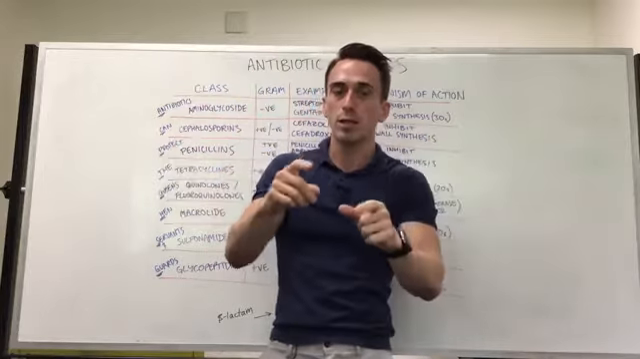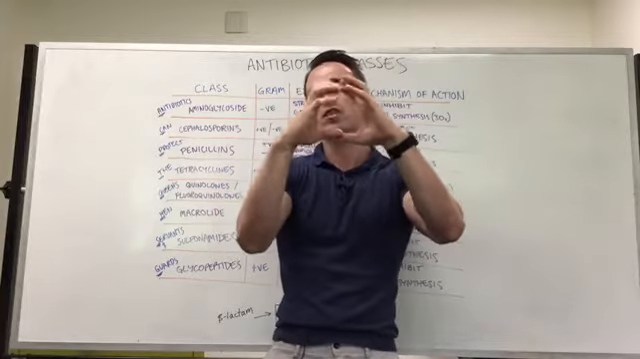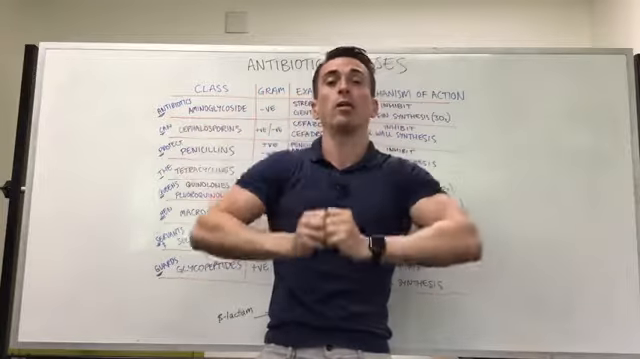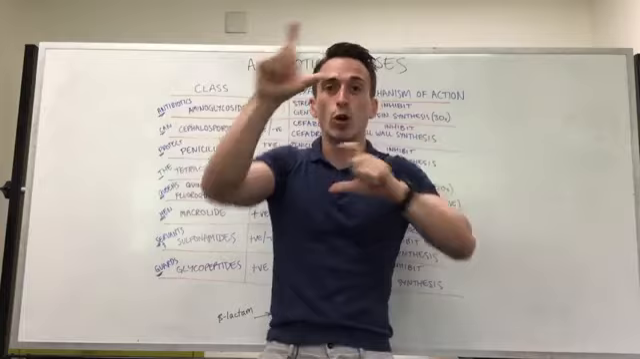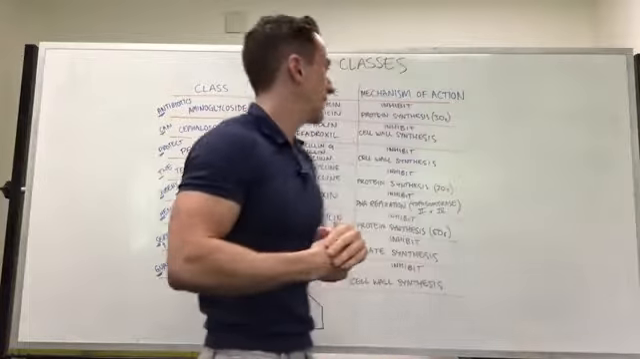Now this is important because bacteria are hyperosmotic. That means they've got a lot of stuff dissolved on the inside of the cell, which means water wants to rush in. When water rushes in, it wants to burst the cell, and the cell wall stops that from happening. So if you destroy the cell wall, you destroy the bacteria.